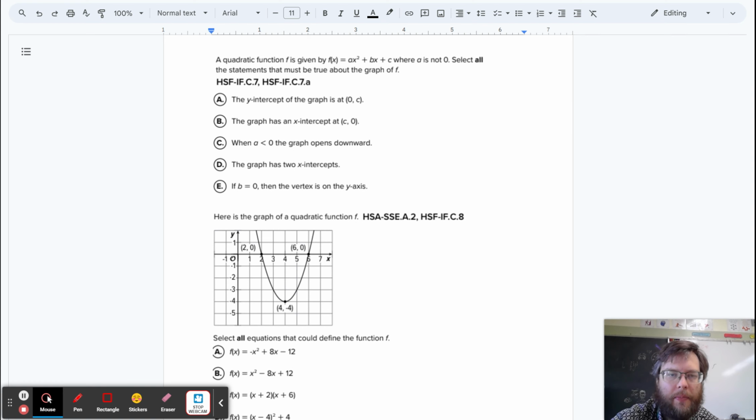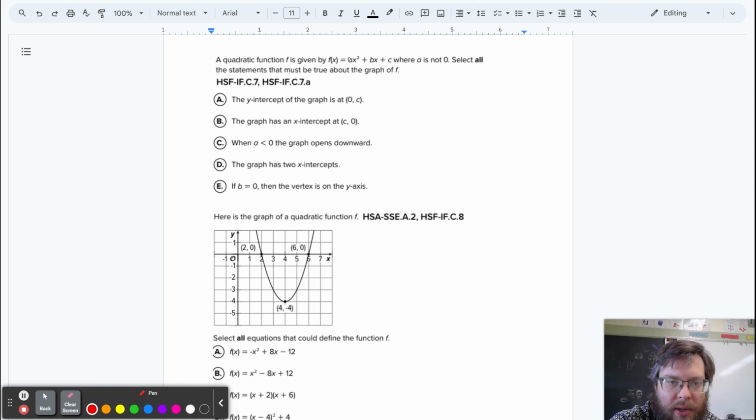Here's the last page. Okay, the quadratic function is given by f of x equals ax squared plus bx plus c, where a is not 0. So we have a quadratic equation, and it's in standard form. So what do we know? The y-intercept is at 0, c. Yes, if I plug in x equals 0, then the first part's 0, second part 0, and I just have c. So that one is true.